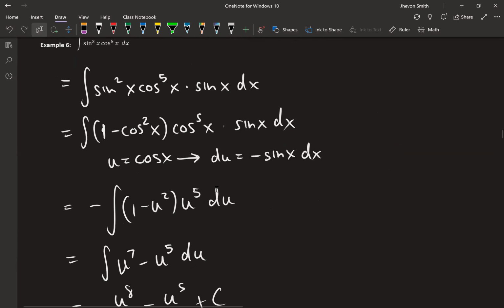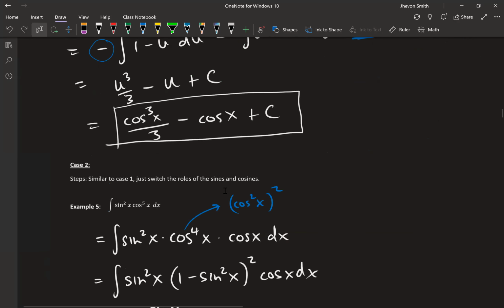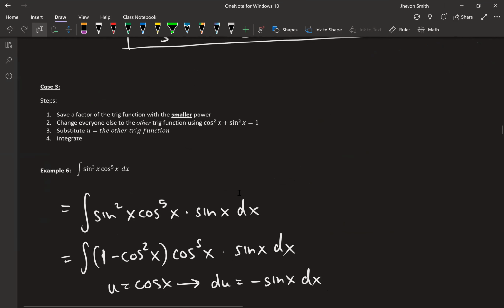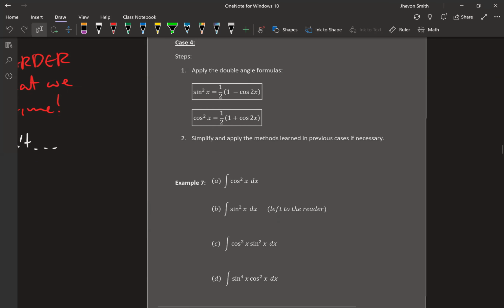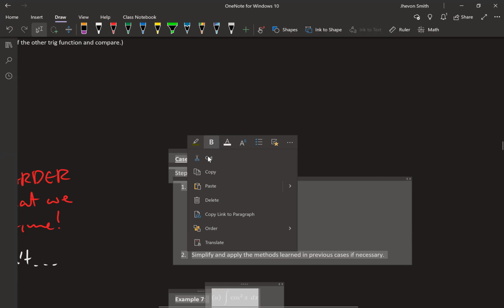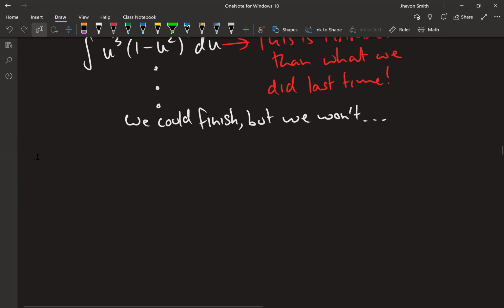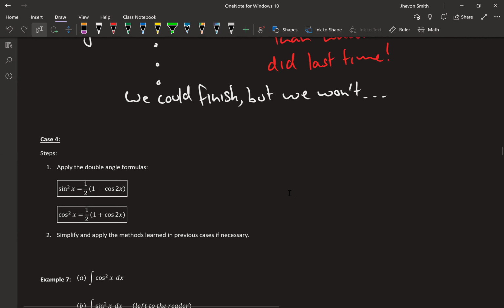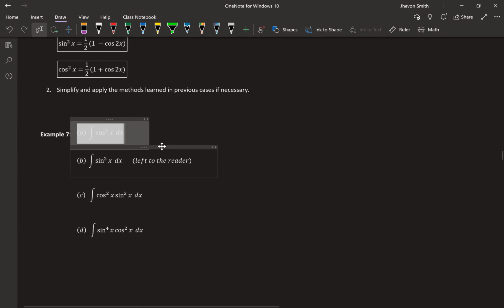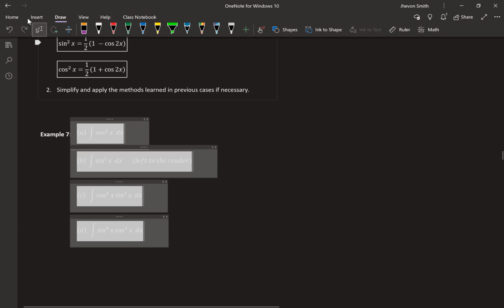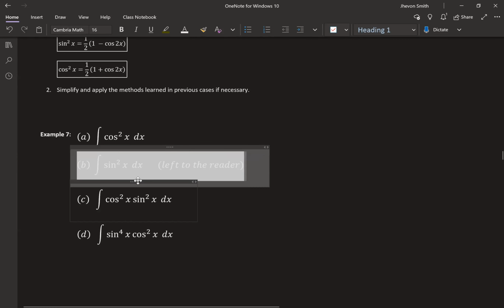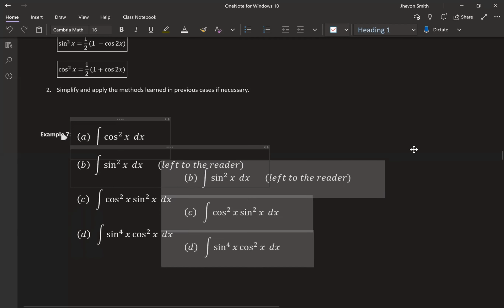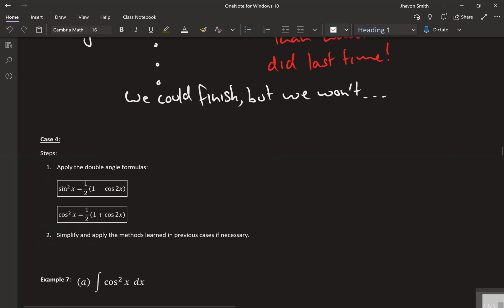All right. Let's move on to the last case, the case where both powers are even. Where did I move that? I think I moved it to the side somewhere. Okay, here it is. Case 4. This is when both powers are even. Eventually, we're going to do these. Let's move these off to the side. Case 4: both your sine and your cosine have even powers.